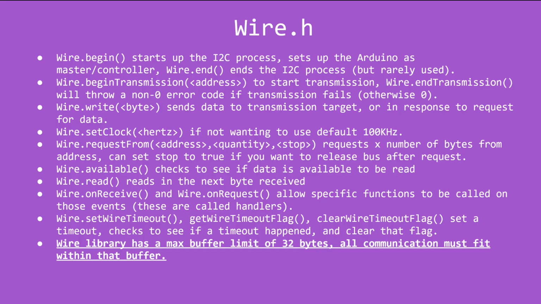Keep in mind the Wire library has a maximum buffer of only 32 bytes. For a lot of I2C stuff, that's fine, but just keep in mind, don't try to send it a whole ton of stuff at once. One, maybe a couple of bytes. I couldn't tell you the highest amount I've ever sent, but everything has to fit within that buffer.